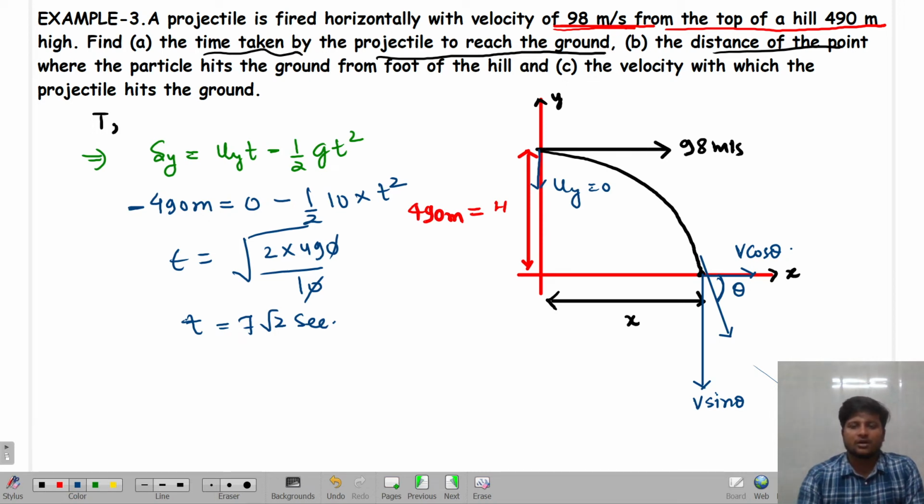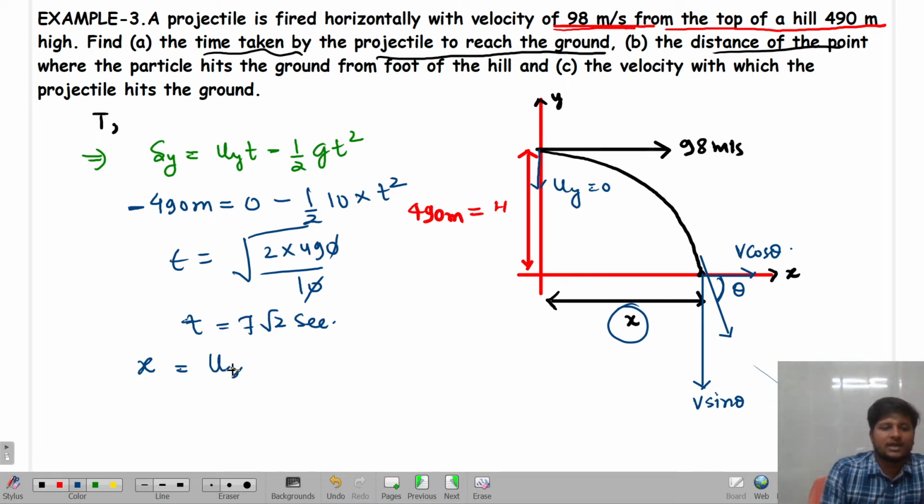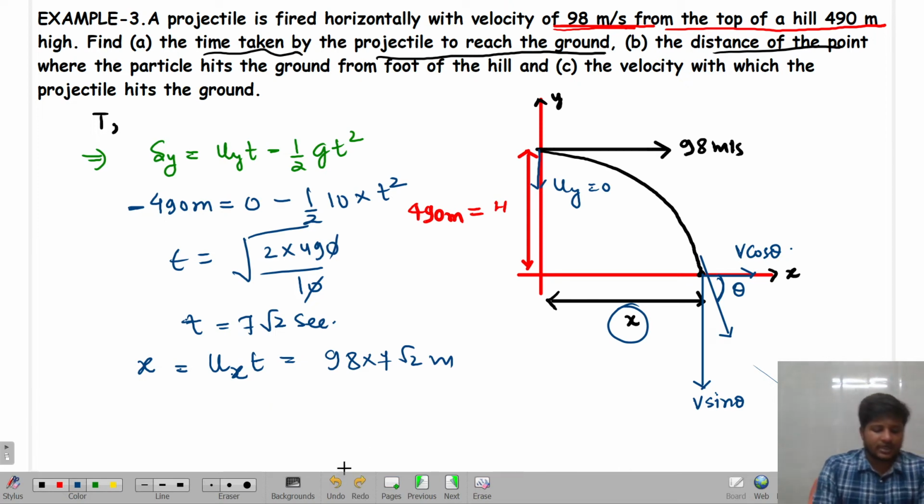Yes or no? Okay. Now, based upon this, we can try to understand. Look over here. We have to calculate the distance of the point where the projectile hits. So x distance we have to calculate. X distance is simple. Now x is going to be the velocity along the x direction, u_x, and time t. Now u_x you are aware is 98. So 98 into 7 root 2 meters. Simple. 98 into 7, I think that will be how much? You do the calculation. You have to do the calculation.